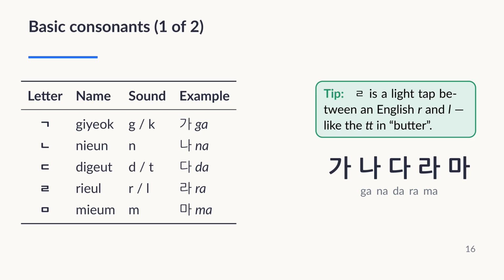Now say the whole row out loud with me, slowly. Ga, na, da, ra, ma. Notice that in every one of these blocks the same vowel sits to the right, because it is a tall vowel, just as we learned. Do not rush. Repeat ga, na, da, ra, ma a few times until the shapes start to feel like sounds. Pay special attention to that real tap, since it is the single sound English speakers most often get wrong.